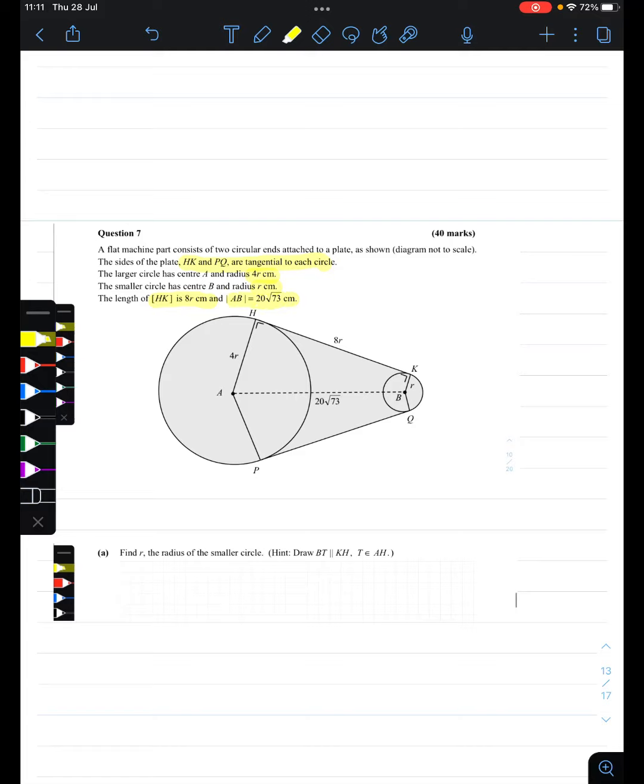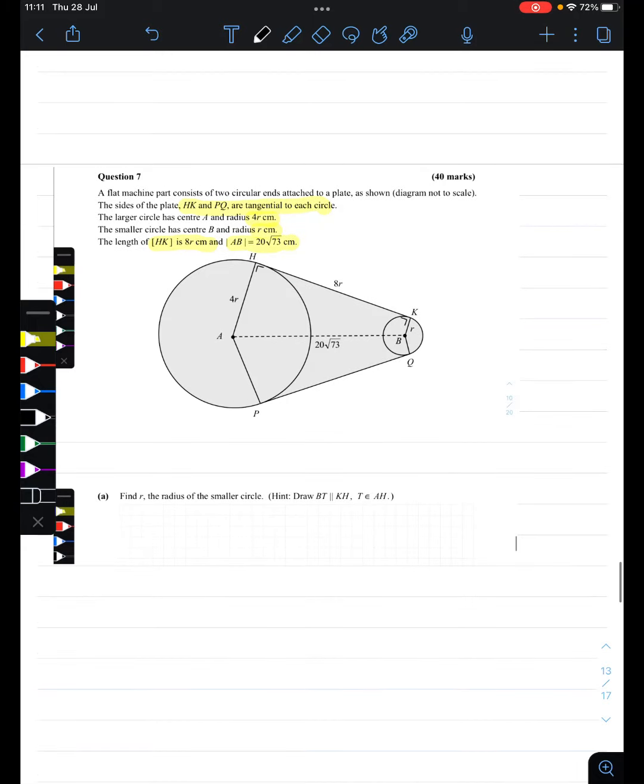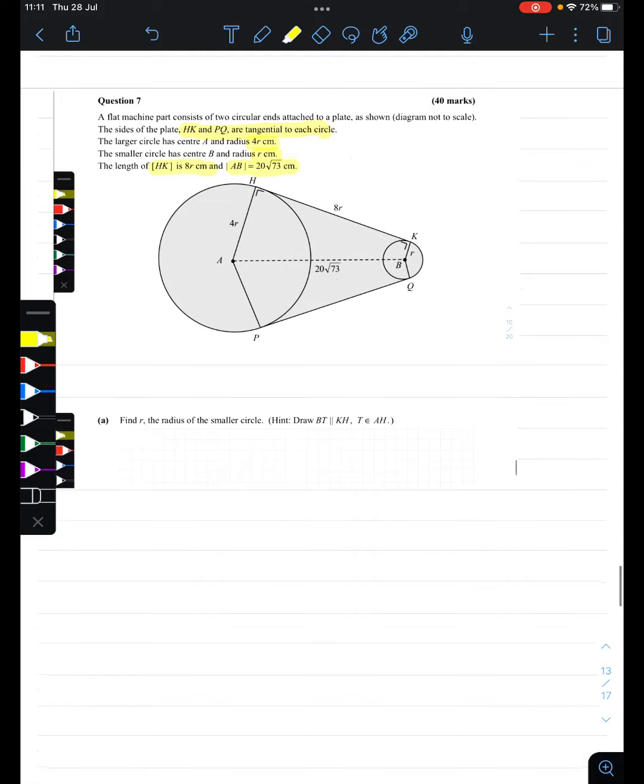Okay, so typically at this point we would write down the information that they've given us from the question, but everything here is given in the diagram. All of this information is captured by the diagram nicely. The right angles because of the tangent, the lengths. So we'll just move on to part A.